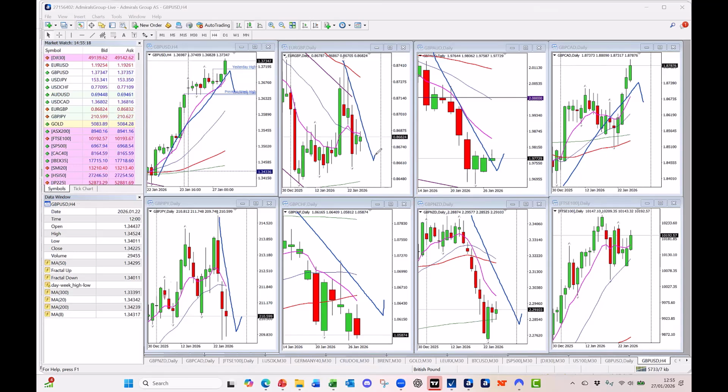It's going to be an interesting week ahead, ladies and gentlemen. So make sure you're on top of your news flow. Make sure you understand the order flow. Make sure you're managing risk.